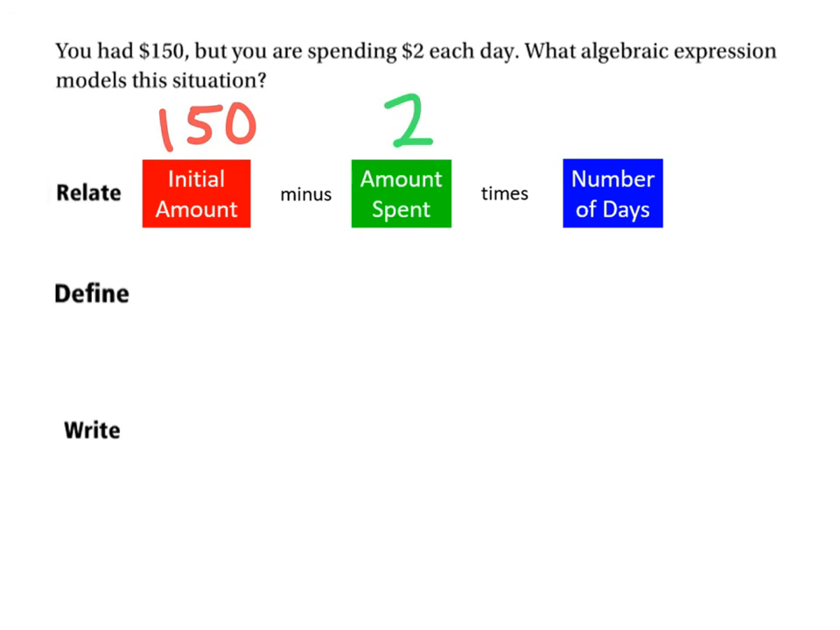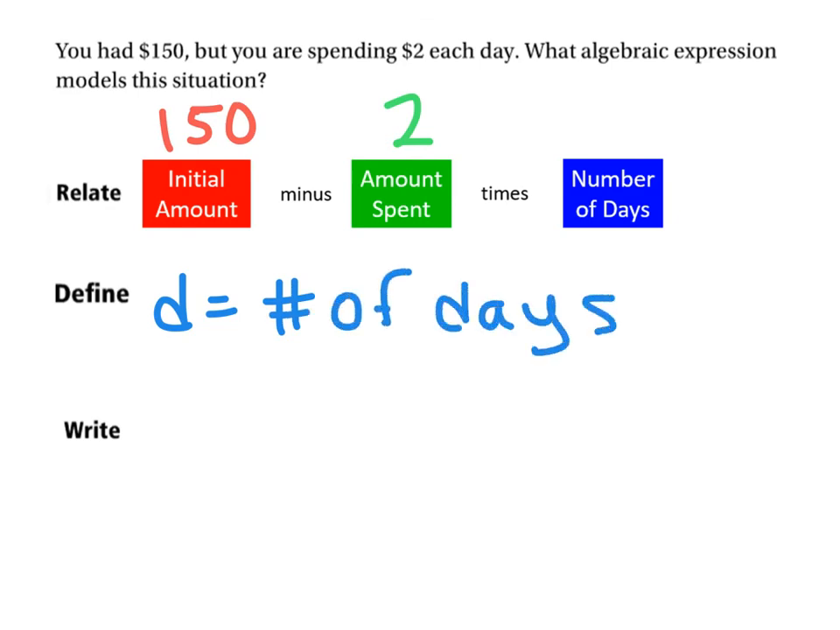So again, we're going to let D equal the number of days, and now we can relate all this information into an algebraic expression. That would read 150 minus 2 times D.